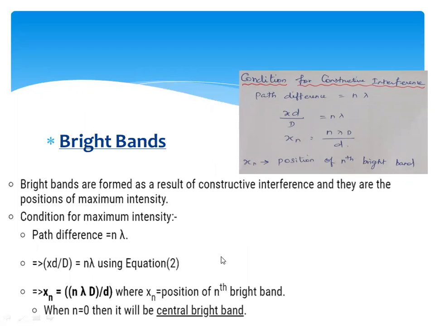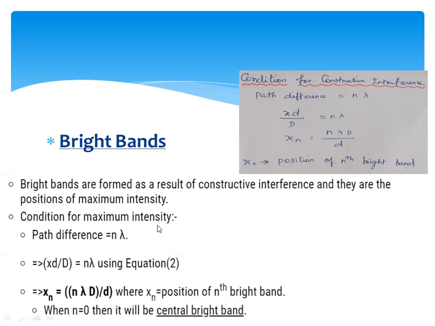How are bright bands created? Bright bands are formed as a result of constructive interference, at the positions of maximum intensity. If two crests and troughs overlap constructively, as we have studied, similarly here, if the overlapping is constructive, more intensity is created. So where the intensity is maximum, bright bands are created, and if the intensity is less, dark bands are created.